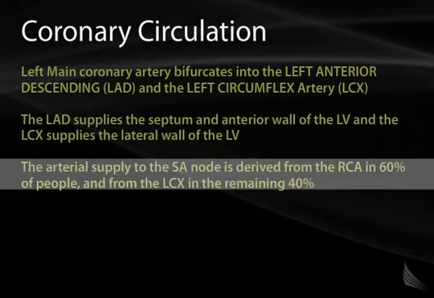The arterial supply to the sinoatrial node usually is derived from the right coronary artery. This occurs in 60% of people. In 40% of people, the arterial supply to the SA node is supplied from the circumflex artery.